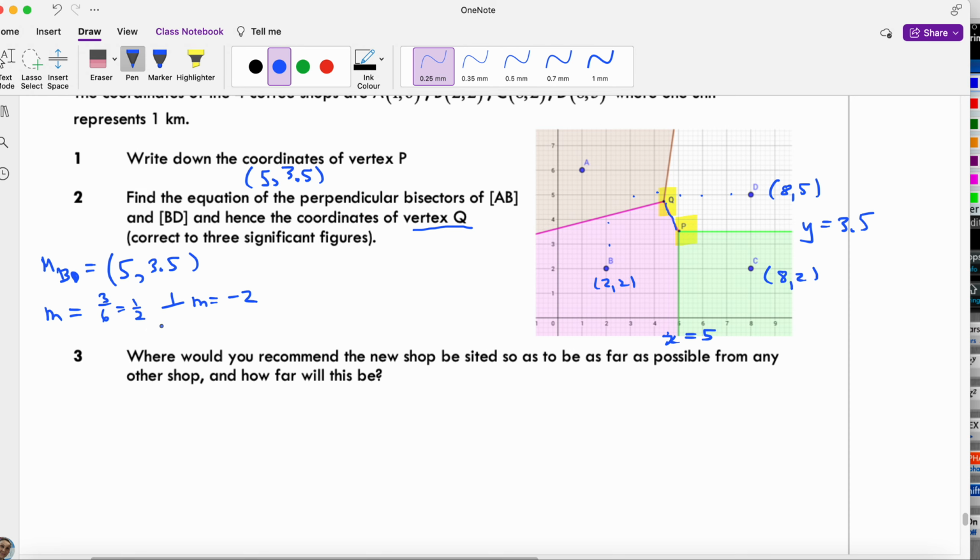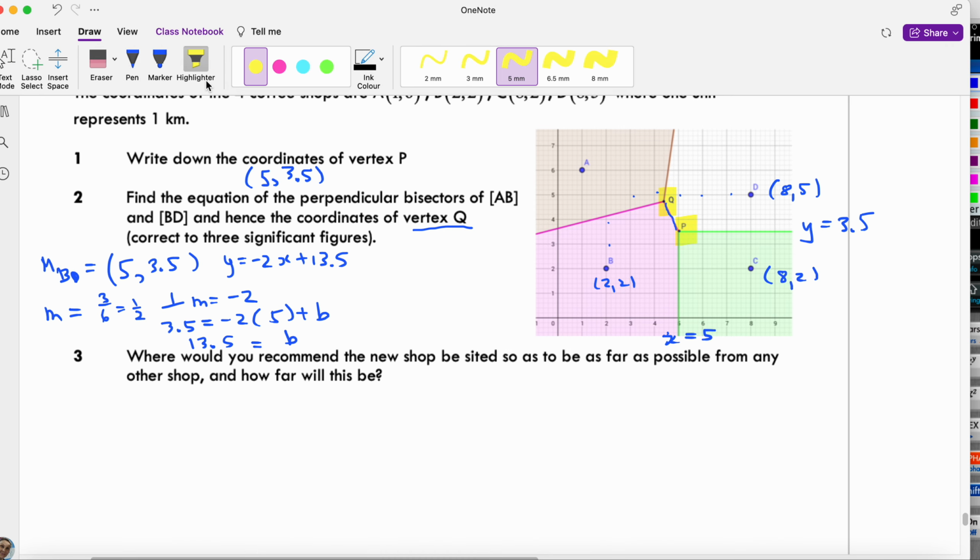So what does that mean? That means that your equation is going to be y equals mx plus b. I'm just going to substitute it right away. We've done this a number of times. 5 plus b. So this is going to be minus 10 plus 10. So then this will end up being 13.5. Okay. And so we end up with y is equal to minus 2x plus 13.5. Okay, that's our first one.